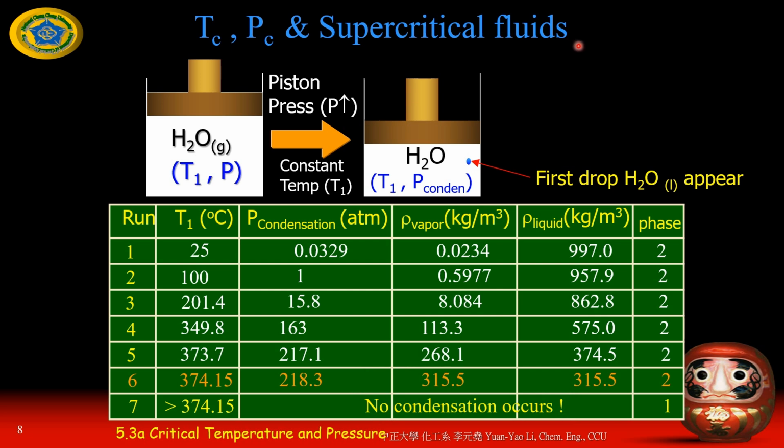Okay, supercritical fluid. So this is an example to show you what's going on when you change temperature and pressure in a system. Eventually, if this is a closed system and you increase the temperature more and more, then eventually this fluid will become a supercritical fluid.